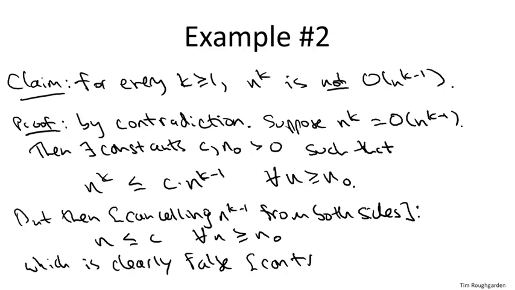That shows that our original assumption that n^k is big O of n^(k-1) is false, and that proves the claim. n^k is not big O of n^(k-1) for every value of k. So different powers of polynomials do not collapse. They really are distinct with respect to big O notation.